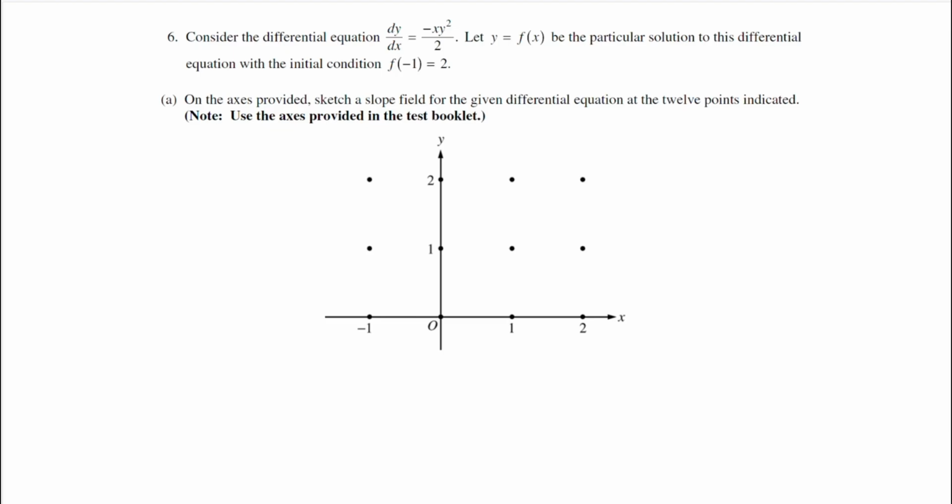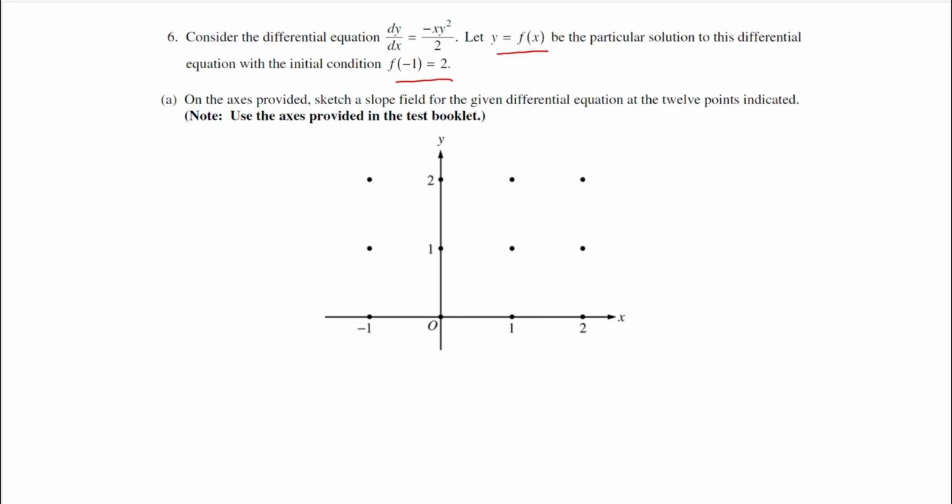All right, this is question number 6 from the 2005 Form B AP Calculus AB exam. This is a differential equation FRQ, where they've given us a differential equation, dy/dx is negative xy squared over 2. It's a separable differential equation because it's a product of x and y. And we've got an initial condition that f of negative 1 is 2 for our solution, y equals f of x. So first it just wants us to draw a slope field here at these 12 points.